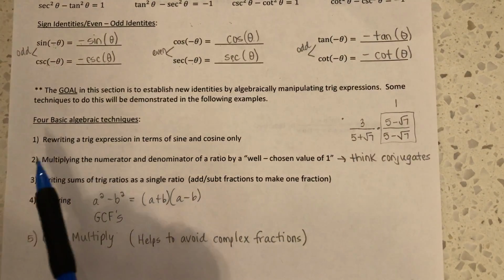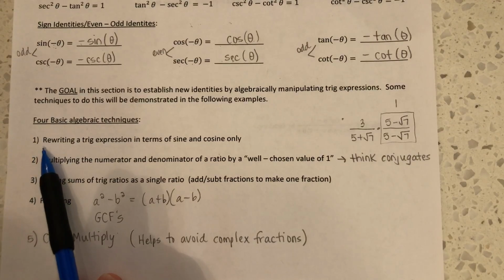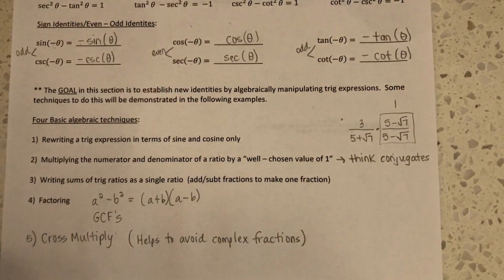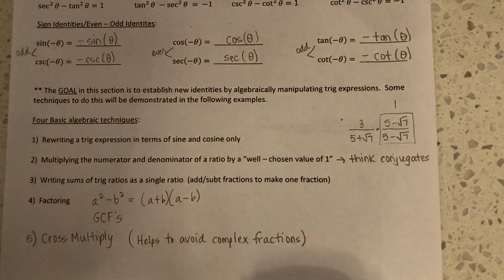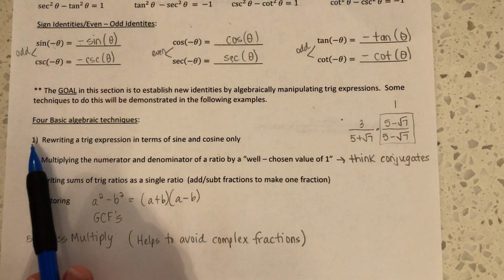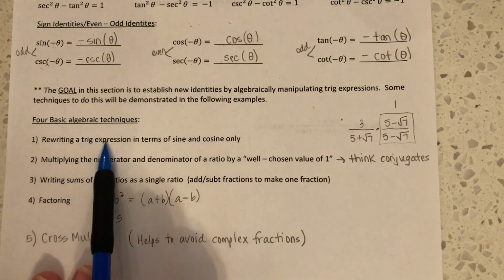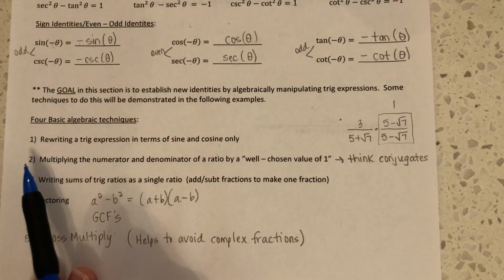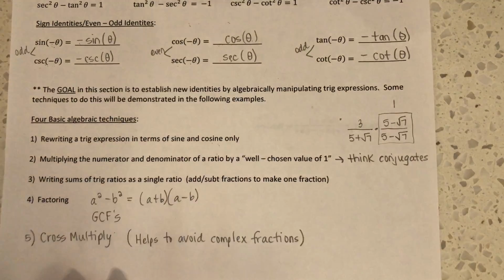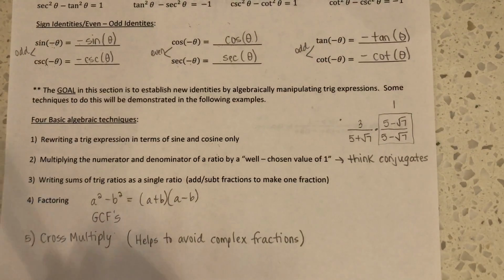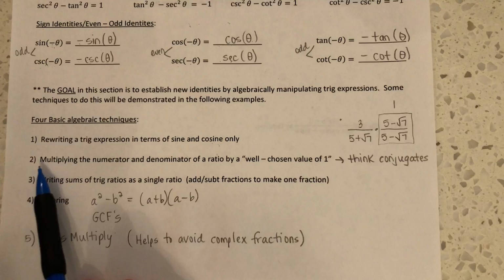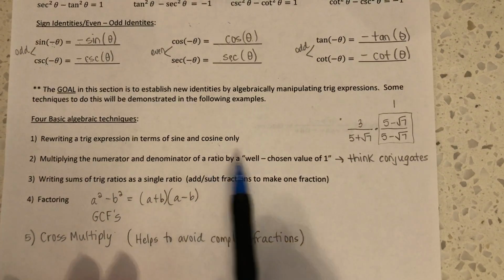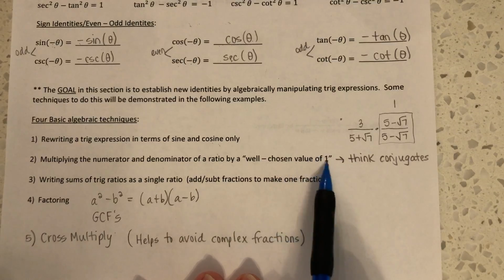Number 1, I'll never forget my pre-calc teacher telling me this, is a lot of times you're just trying to rewrite everything you can in terms of sines and cosines. All right, so get your tangents out, put sines and cosines in and whatnot. So one technique you're gonna use is rewriting a trig expression in terms of sine and cosine only. Another technique you might be asked to use to simplify these trigonometric expressions or to prove an identity is to multiply the numerator and denominator of a fraction by a well-chosen value of 1.